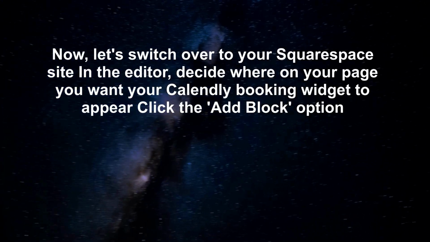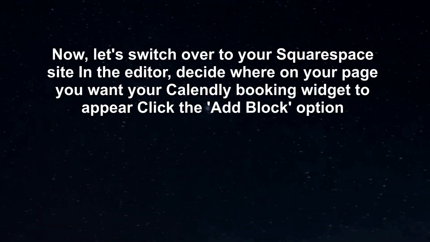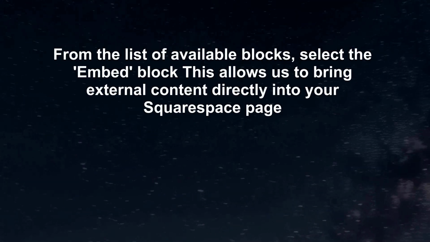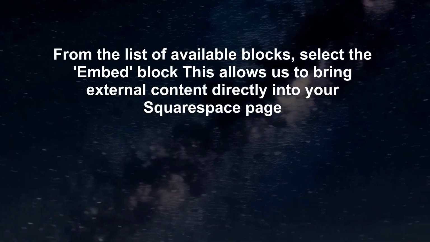Decide where on your page you want your Calendly booking widget to appear. Click the Add Block option. From the list of available blocks, select the Embed block. This allows us to bring external content directly into your Squarespace page.